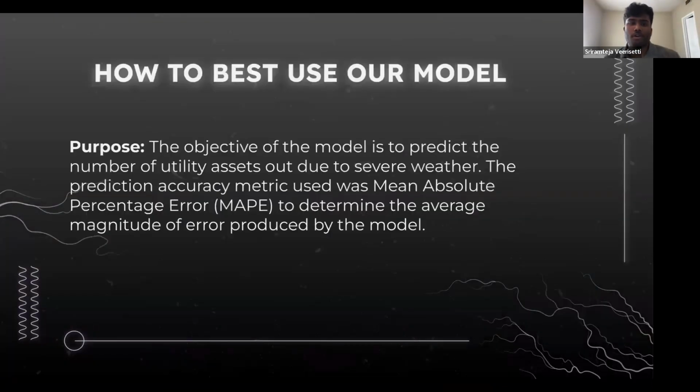So how to best use our model. The purpose essentially of our model is to predict the number of utility assets that go out due to severe weather. The way that we end up measuring the accuracy is by using the mean absolute percentage error, or MAPE. And MAPE's frequently used because of its easy interpretation, and it's typically calculated by determining the average magnitude error that's produced by the model.